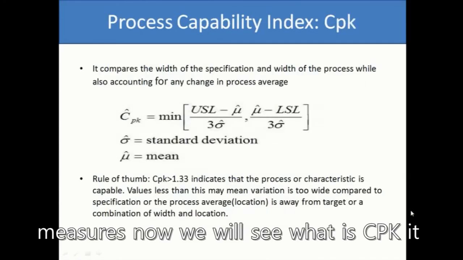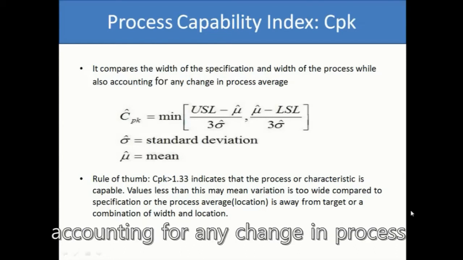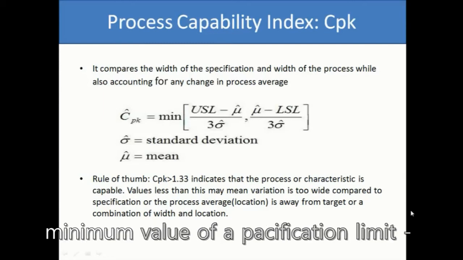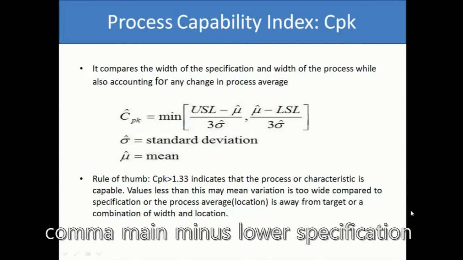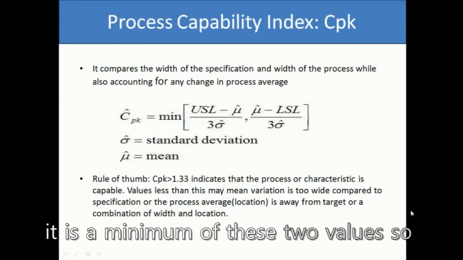Now we'll see what CPK is. It compares the width of the specification and width of the process while also accounting for any change in process average. The formula for CPK is the minimum value of upper specification limit minus mean divided by 3 times standard deviation, comma, mean minus lower specification limit divided by 3 times standard deviation. So it is the minimum of these two values.